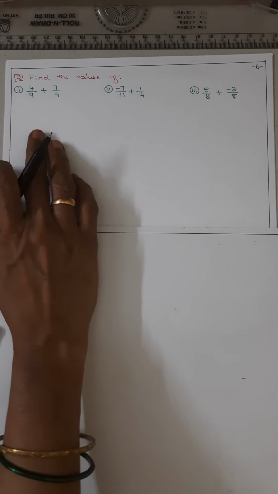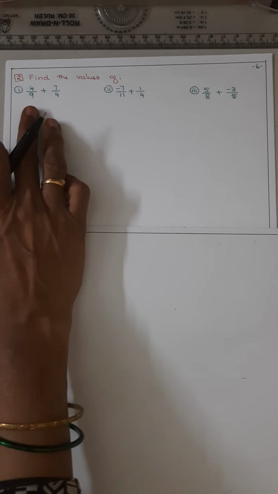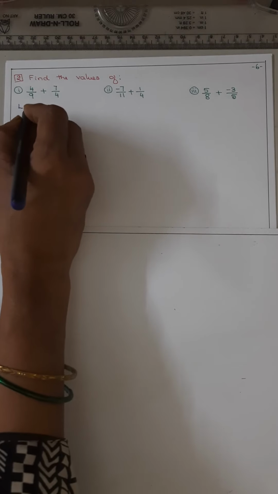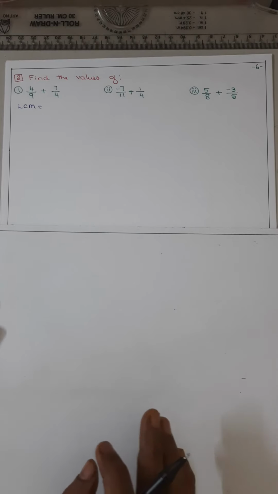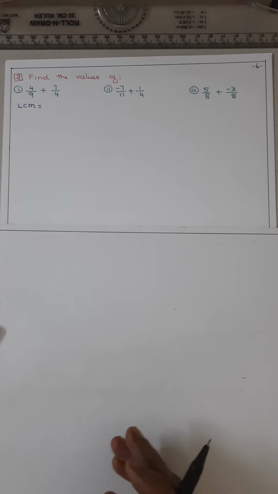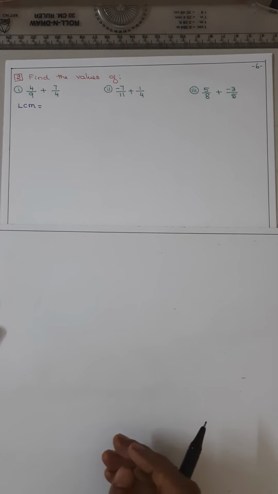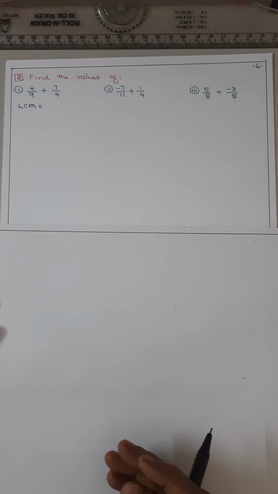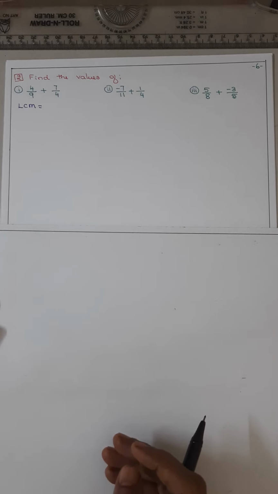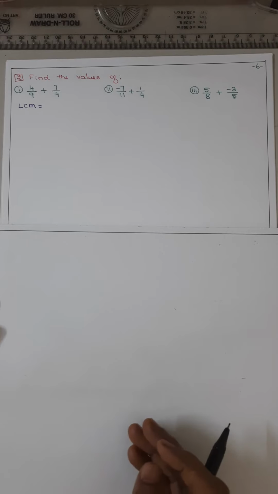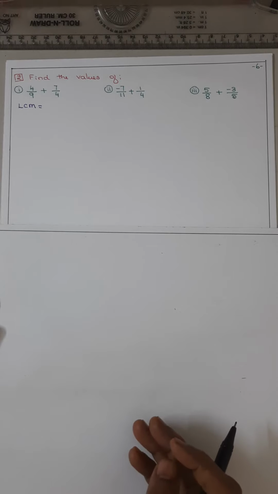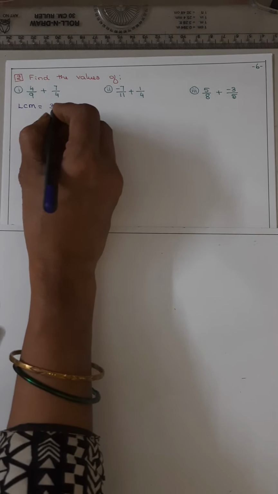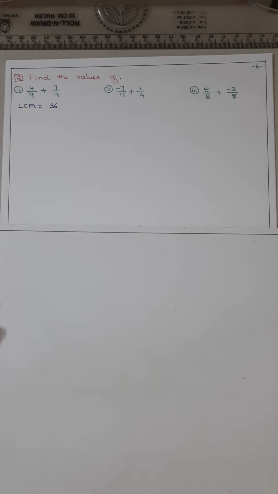So 4 by 9 plus 9 by 4. First we will write the LCM. LCM is equal to, bigger number is 9, they are not prime numbers, so bigger number is 9. Tell the table of 9, the multiples of 9. 9 ones are 9, 4 में नहीं है, 9 twos are 18, 4 में नहीं है, 9 threes are 27, 4 में नहीं है, 9 fours are 36. Yes, 36 is there in the table of 4.